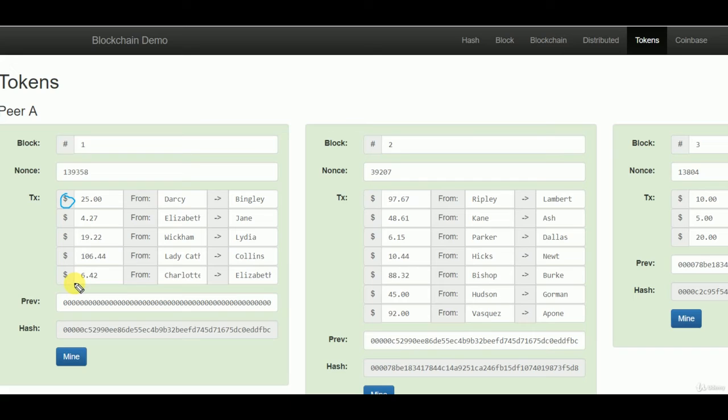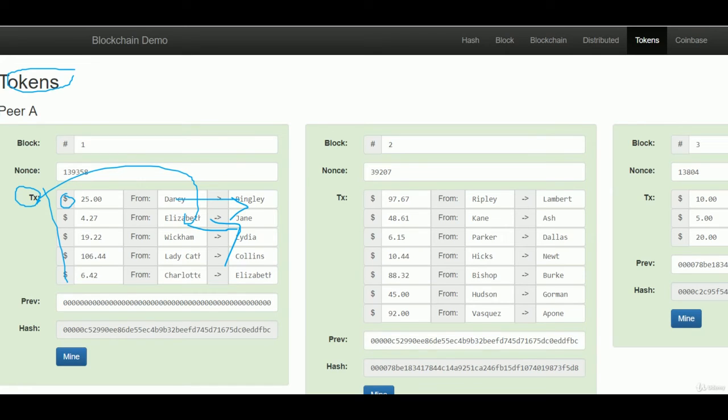So this transaction will contain the actual transaction. Say Darcy is sending $25 to Bingley, and Elizabeth is sending $4 point something to Jane. To do these transactions, you first need to have some tokens in your account, in your wallet. Only then can we make these kinds of transactions. This is how your transaction data will be stored in the blockchain.